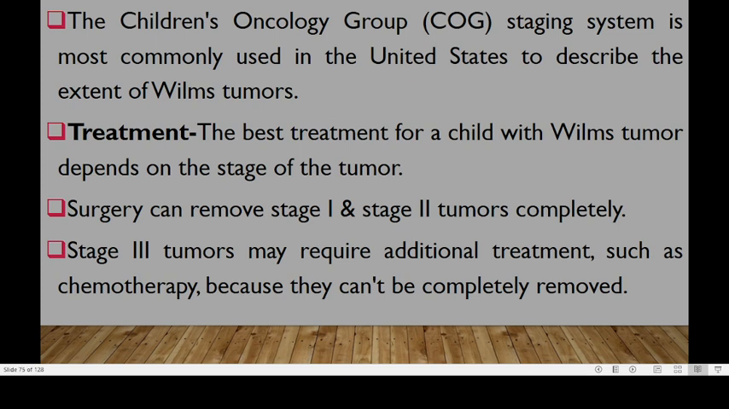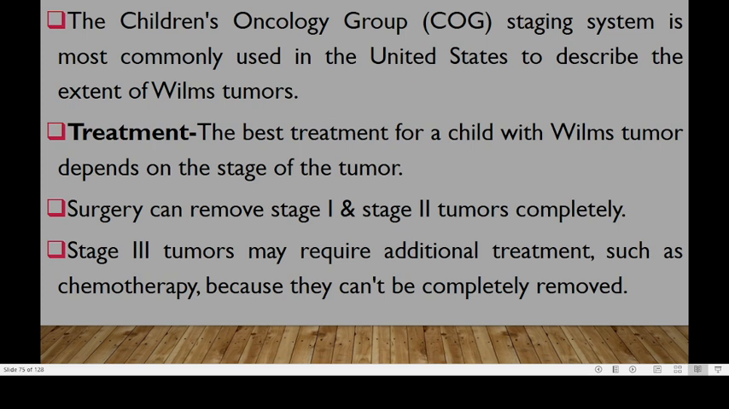So the Children's Oncology Group staging system is the one most commonly used in the United States to describe the extent of the Wilms tumor. Remember, for the other types of tumors, generally we have the TNM staging. That is normally used for most of these solid tumors. But in this case, we are going to use the Children's Oncology Group staging system, which stages from stage 1 to stage 5.